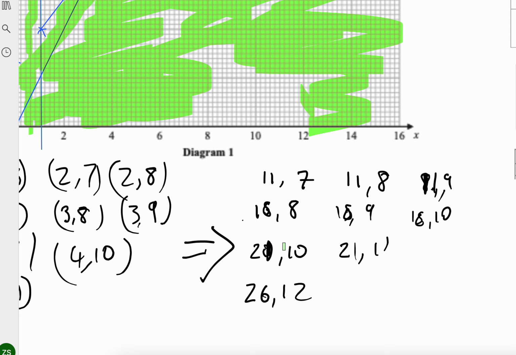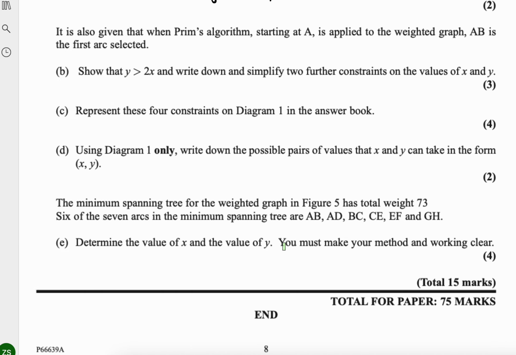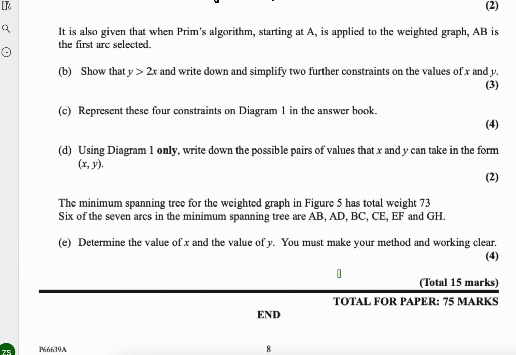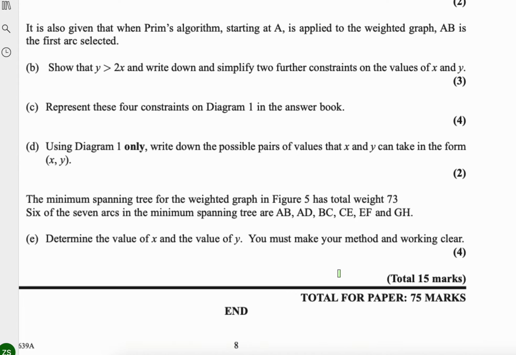Because in every one of our potential solutions, 5x plus 1 is bigger than y plus 1. But we're looking for the smallest, and we're picking the smallest because we find the minimum spanning tree. So go back, determine the value of x and the value of y. The spanning tree has a weight of 73.